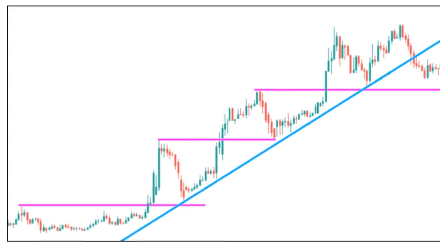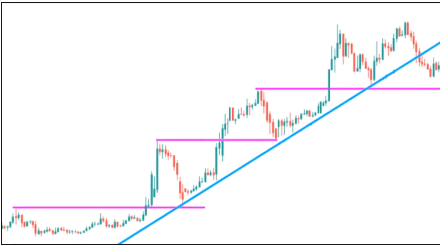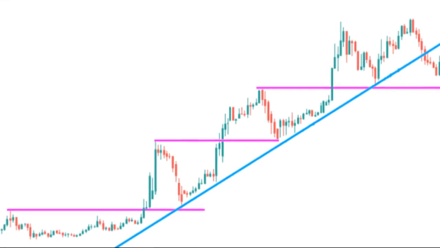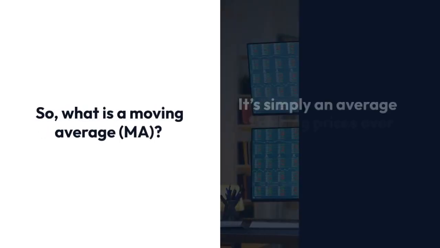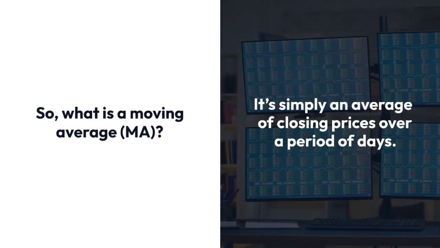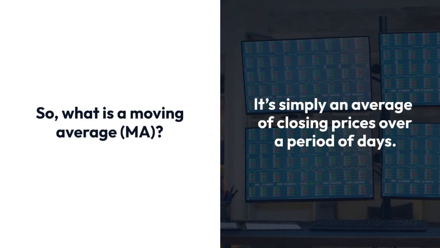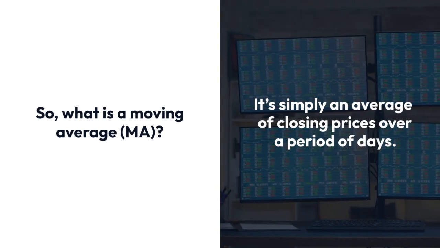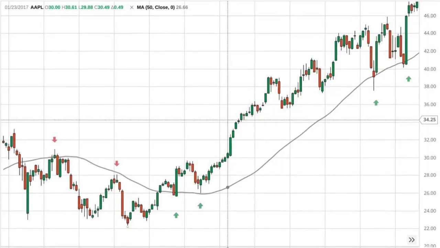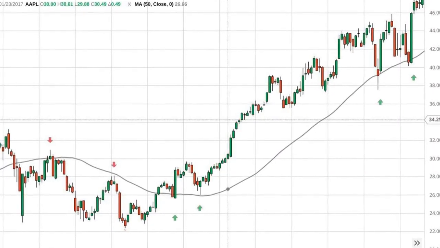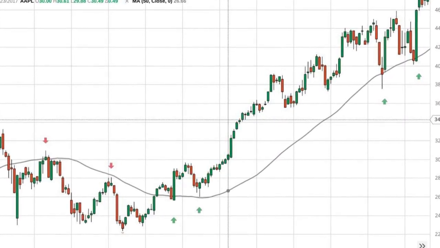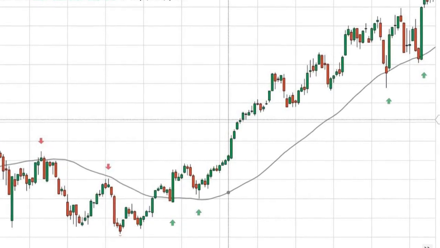Figure 4. Support and resistance aren't always straight lines. So, what is a moving average, MA? It's simply an average of closing prices over a period of days. In Figure 4, the MA, black line, is tracking the average closing prices over the previous 50 days.